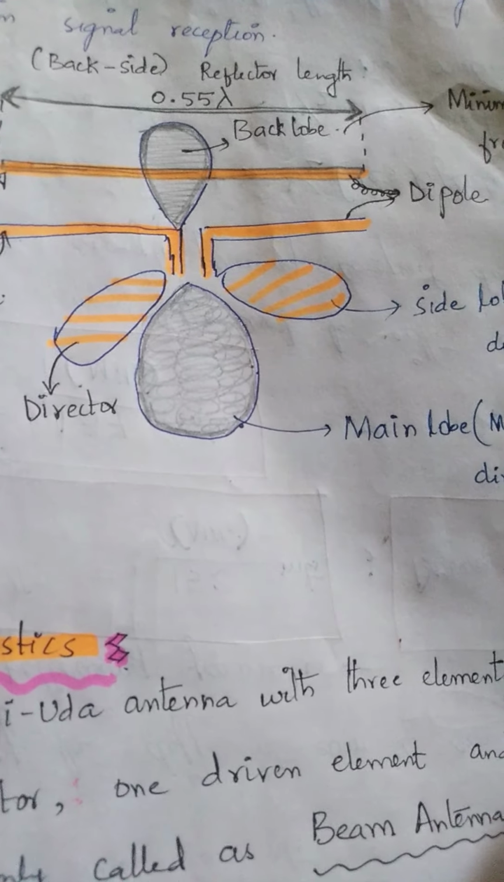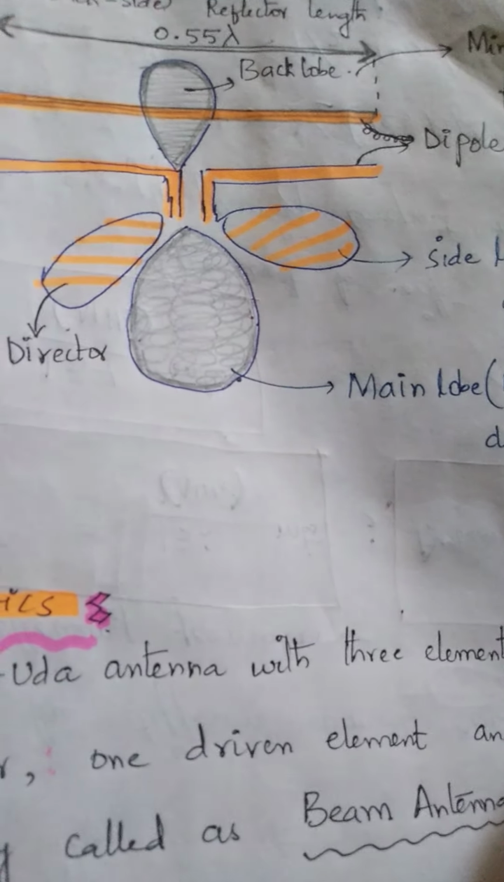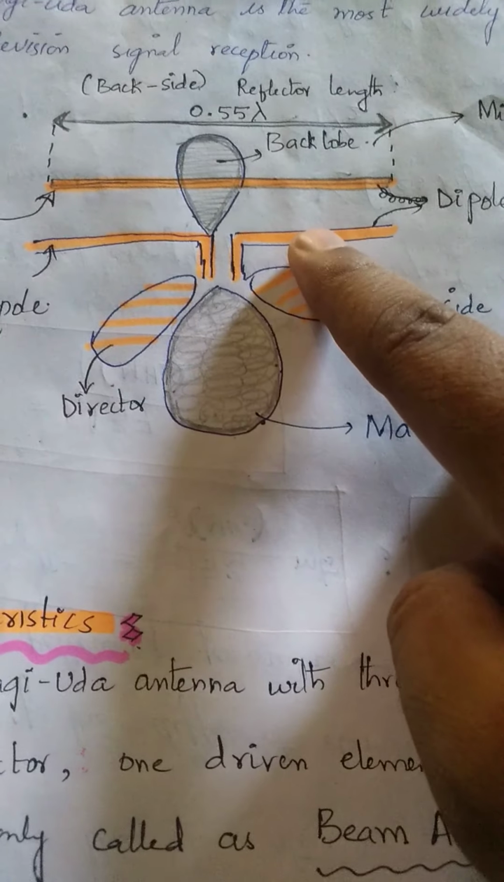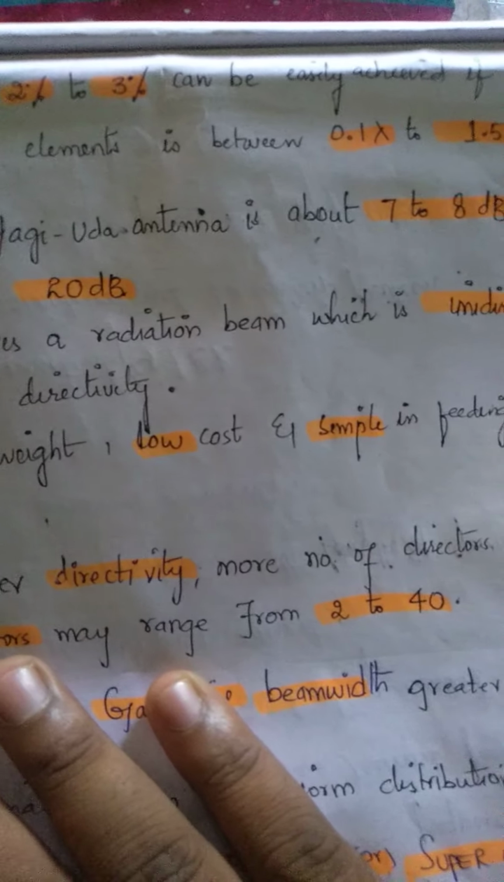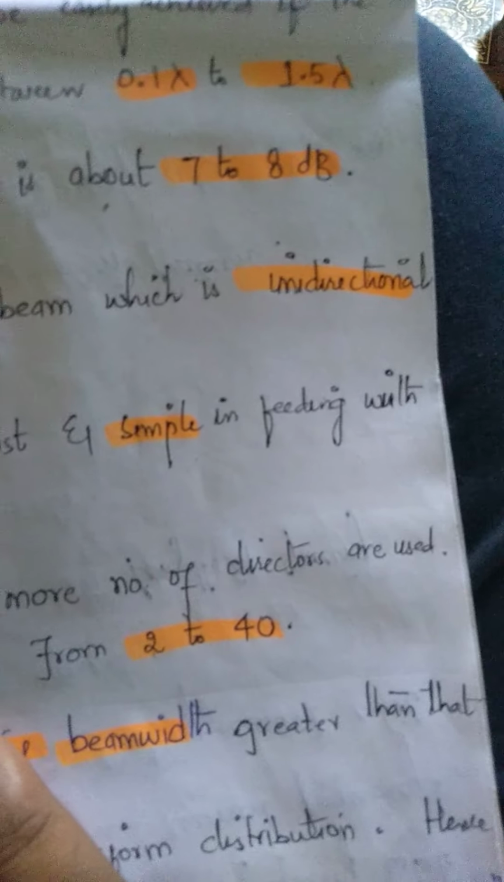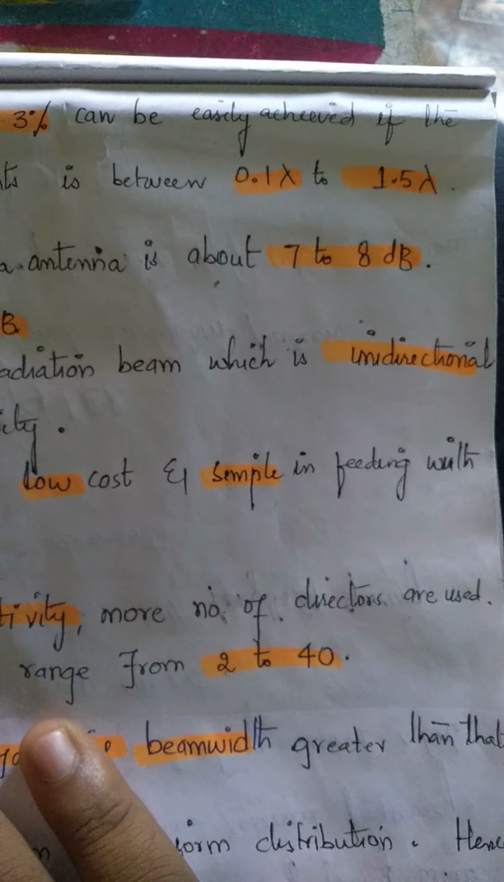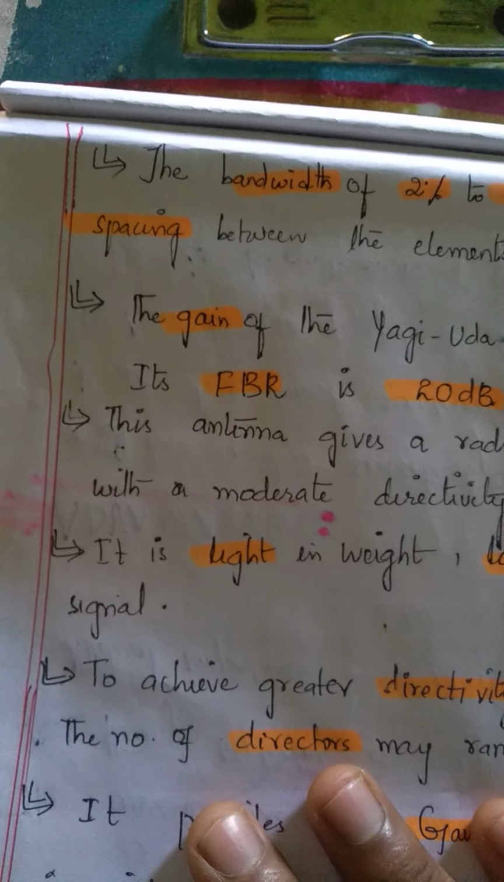Such bandwidth is sufficient because in television the bandwidth over which the Yagi-Uda antenna will operate is sufficient, and that's the reason it is used for TV reception. A bandwidth of 2% to 3% can be easily achieved if the spacing between the elements is between 0.1 lambda and 1.5 lambda. So this is the criterion for the bandwidth.